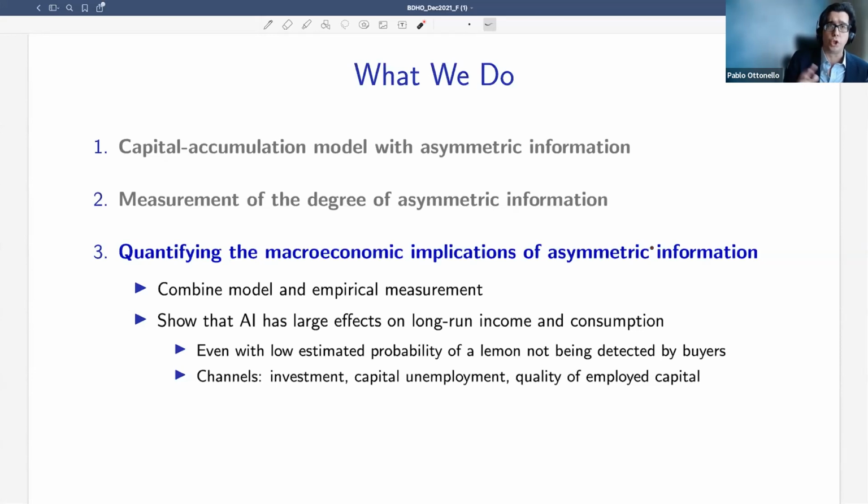We also decompose the channels through which asymmetric information affects output. We identify an investment channel, which means that the distortion of terms of trade that asymmetric information creates disincentivizes the production of capital. There is a capital and employment channel, in which this distortion in terms of trade creates more delays in selling capital and more long-run capital and employment. And finally, given that these terms of trade distort particularly owners of high capital quality, asymmetric information leads to a misallocation in which employed capital is of worse quality than if we were in an economy with full information.